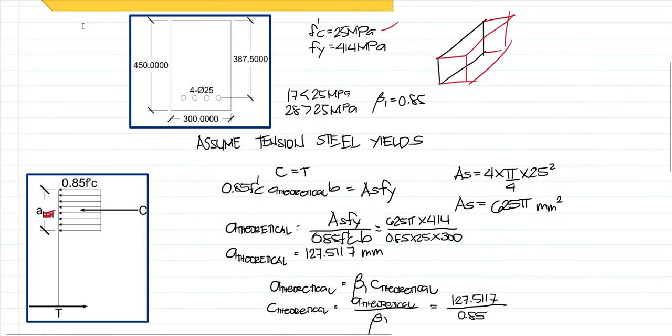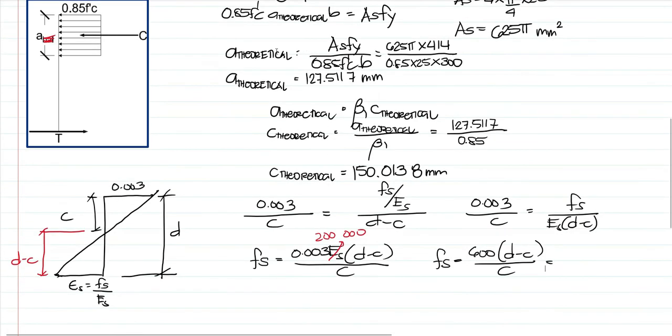So ngayon, check natin yung mga values na kailangan nating ilagay. So ang D natin is 387.5 and yung C theoretical natin is ito. So ang mapapalabas mo dito sa equation na to, by the way, is a theoretical value din. So this is Fs theoretical din, kasi hindi pa natin na-prove. Magiging actual lang yan kung na-prove natin yung assumption na steels are yielding.